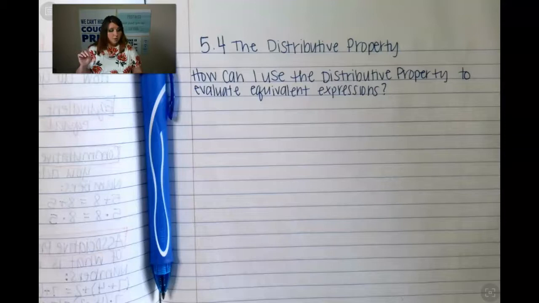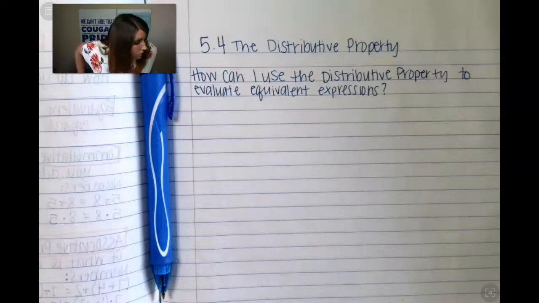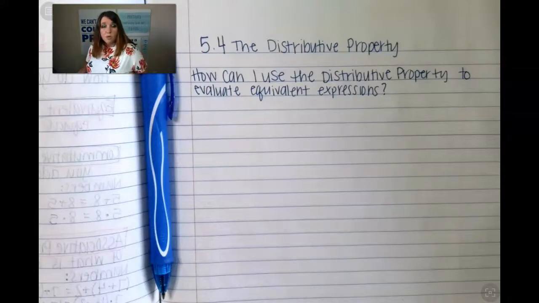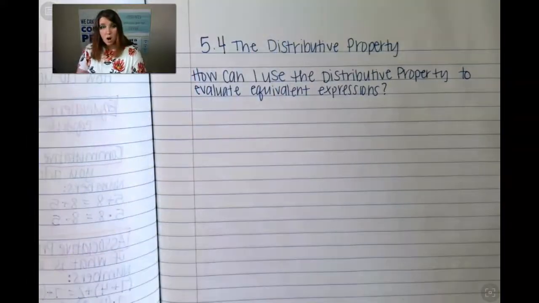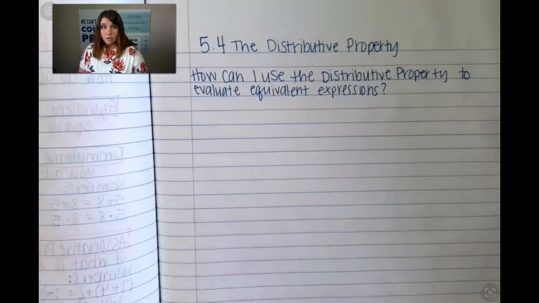In order to be able to do that, by the end of 5.4, you should be able to, one, explain to me what the distributive property is. Tell me what it is. You should also be able to tell me how to use the distributive property to simplify algebraic expressions. And then last, you should be able to use the distributive property to combine like terms. So we have a couple things to do before you are ready to do all of those things.